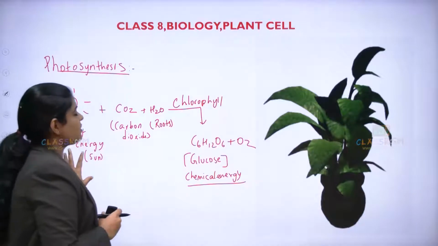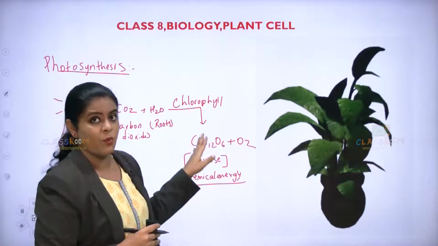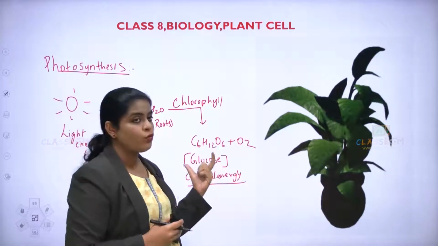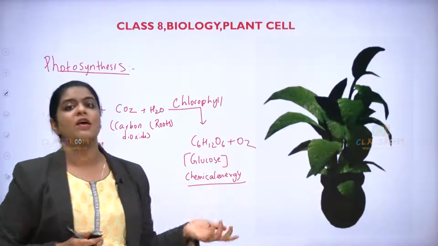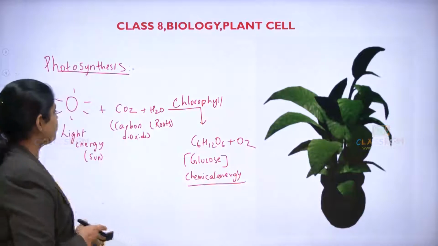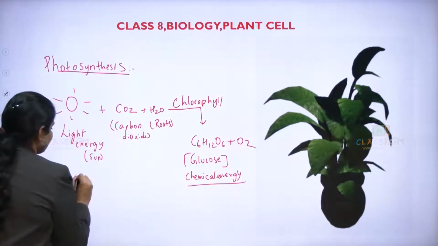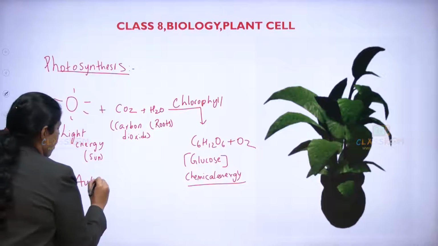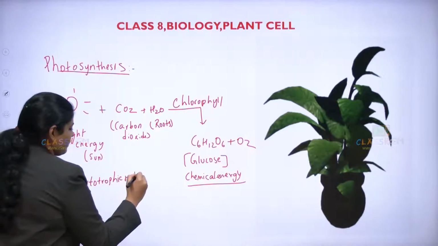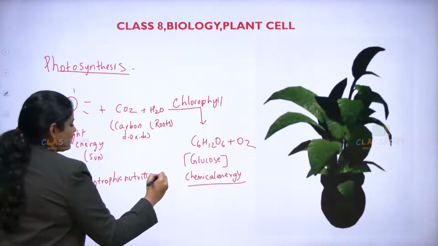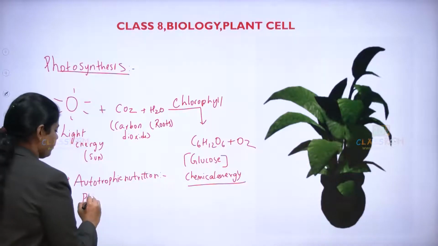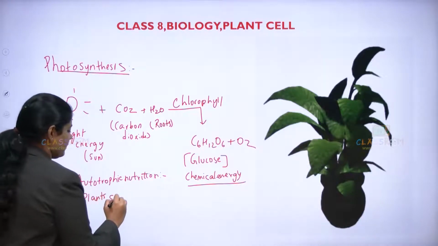So, the sun is going to give light energy, and in the presence of carbon dioxide and the water that we provide to the roots, the plant is going to make its own food, and this is the food which we use as raw material when we eat it. As the plant is able to make its own food, this type of nutrition is called autotrophic nutrition. So, plants can make their own food. That's why the mode of nutrition is called autotrophic nutrition.